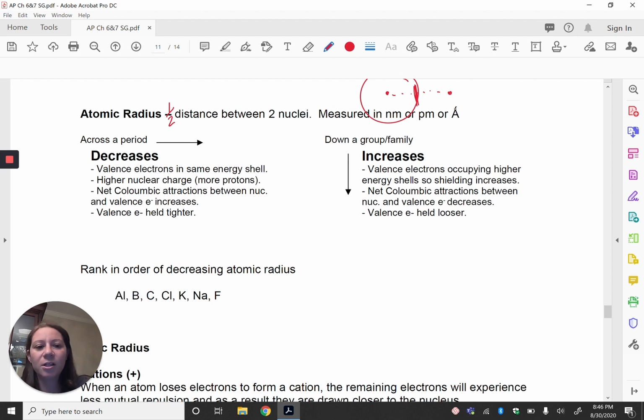Angstrom means 10 to the negative 10. You don't really need to know that, but it's common that it's measured in angstroms. Pico, of course, is negative 12. Nanometer is negative 9.